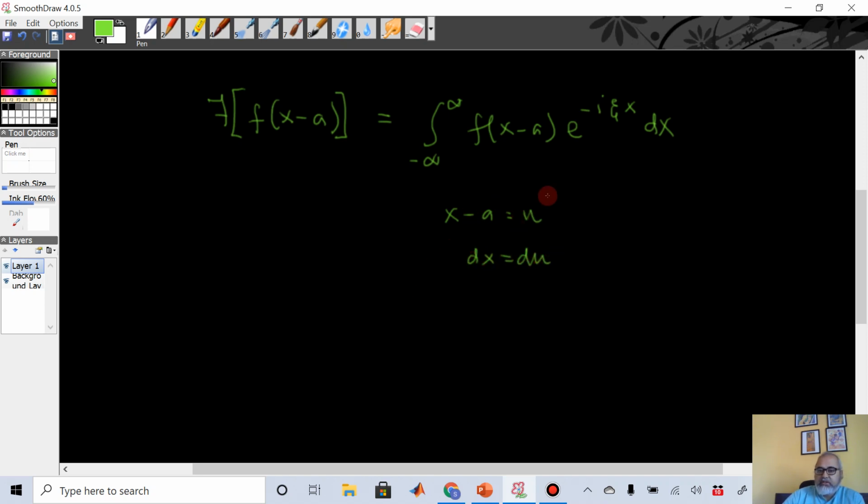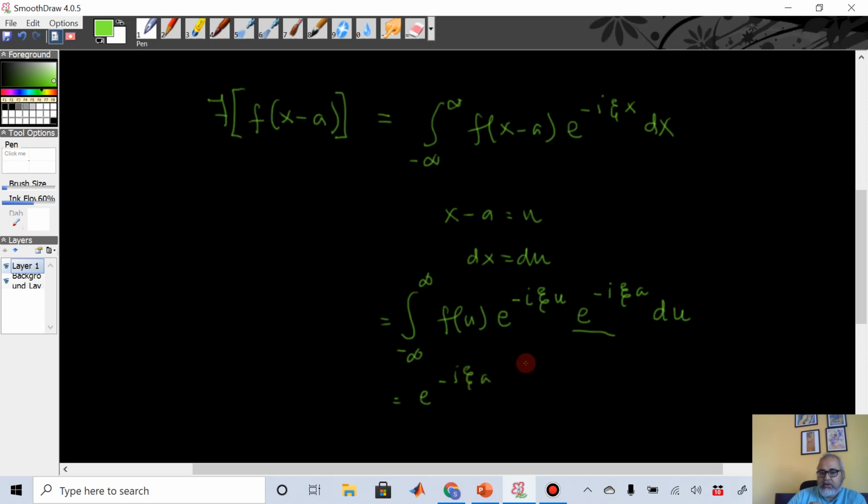Both limits go from minus infinity to infinity, so this remains as f(u) e to the power minus i zeta u and e to the power minus i zeta a du. This is a constant as far as this integral is concerned, so it comes out of the integral and you have the Fourier transform of f.